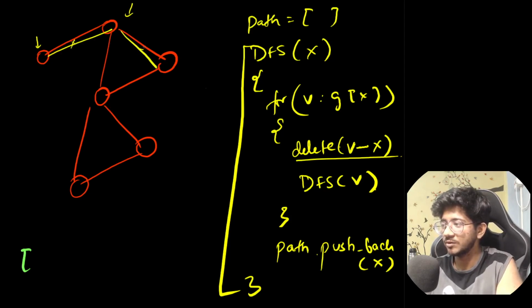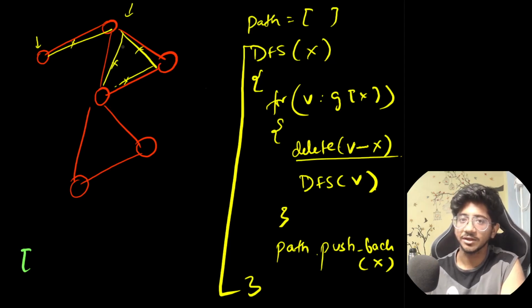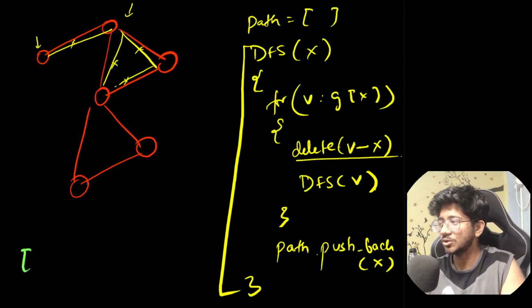We'll go into this, we will burn this off. We go into this, we burn this off, and then we go into this, we burn this off, and see that for this node, every other edge that is there to this is burned. So it's like an end to the DFS, and then we will push back this node.